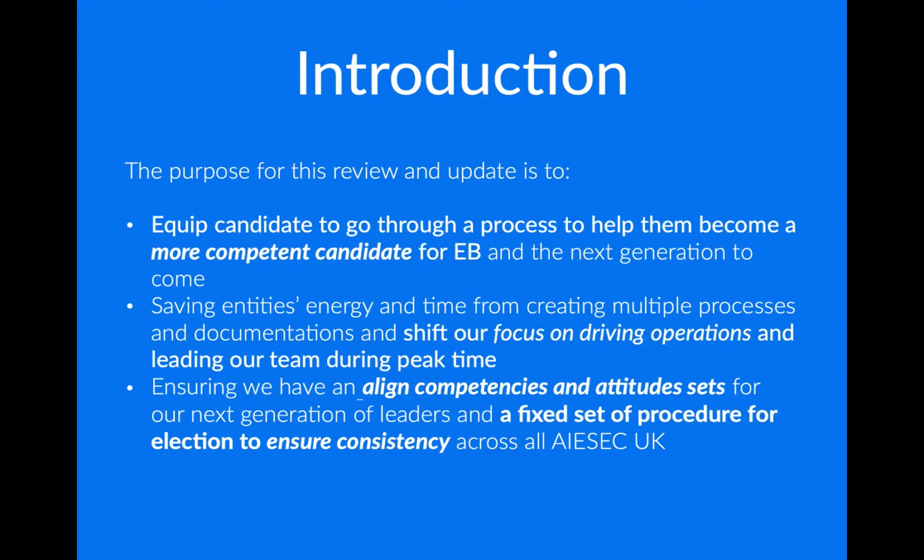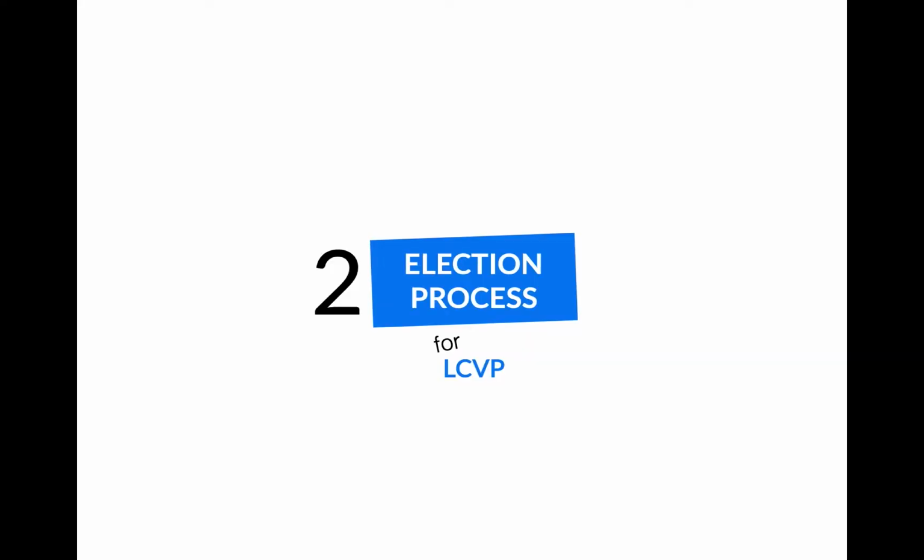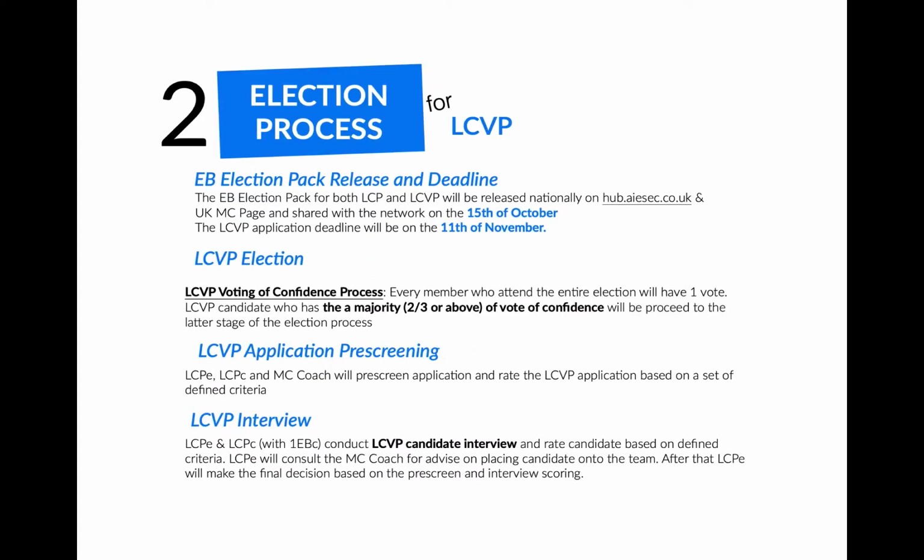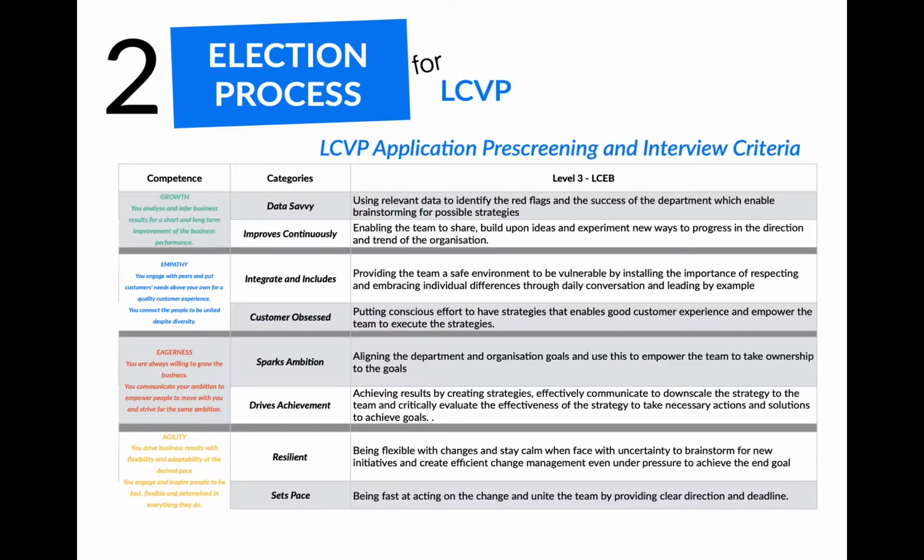So it's about aligning all the competencies and aptitudes that we have for our next generation and having a fixed set procedure, so that elections can ensure consistency across the whole organization. This is the election process for the LCVP. The pack will be released and the deadline is already due. They need a vote of confidence, which needs to be a majority of two thirds or above. They need to be application pre-screened, and there needs to be an LCVP interview.